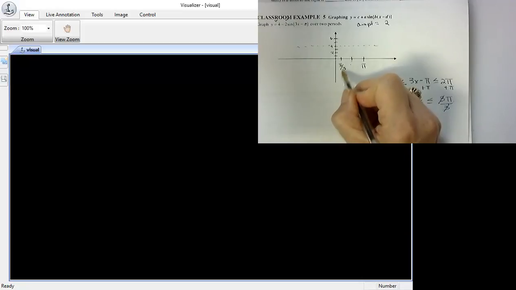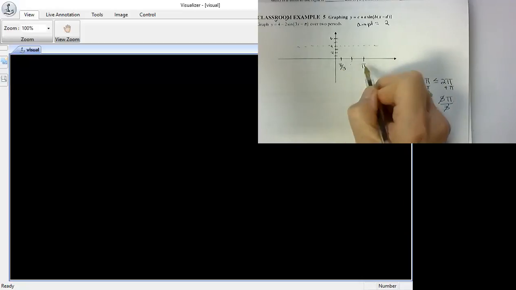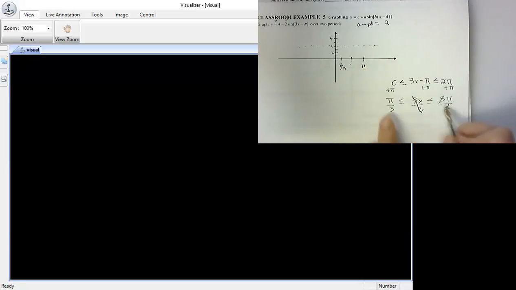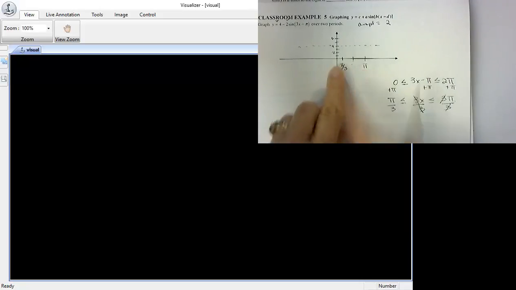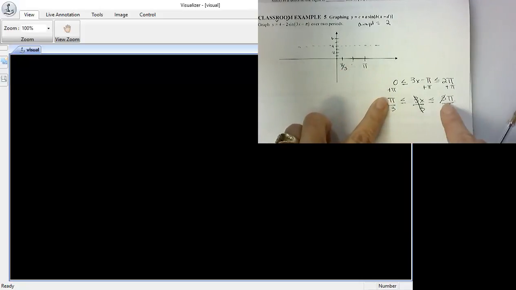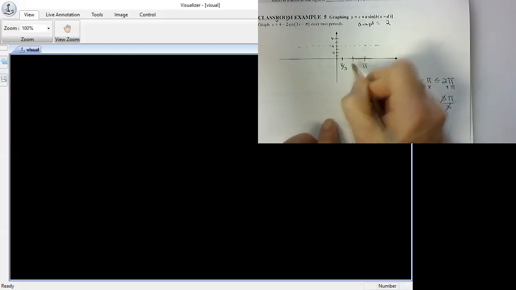Well, what's going to be halfway between pi over 3 and 3 pi over 3? 2 pi over 3, right? Remember we said we could add these together. A pi over 3 plus 3 pi over 3 would be 4 pi over 3. And then you multiply that times 1/2. 2 goes into 4 2 times. That means this is 2 pi over 3.